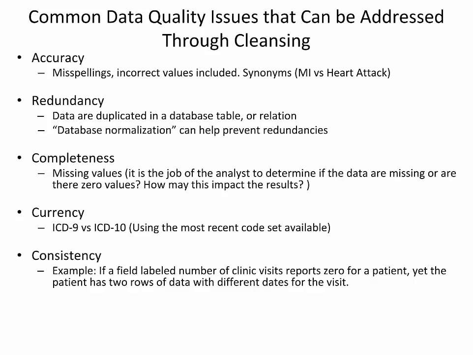For example, if a field labeled number of clinical visits reports 0 for a patient, yet the patient has 2 rows of data with different dates for a visit, that's an issue. It is the job of the analyst to determine if there is a mistake with the dates or was there multiple visits. Is the field not counting visits or counting them consistently?